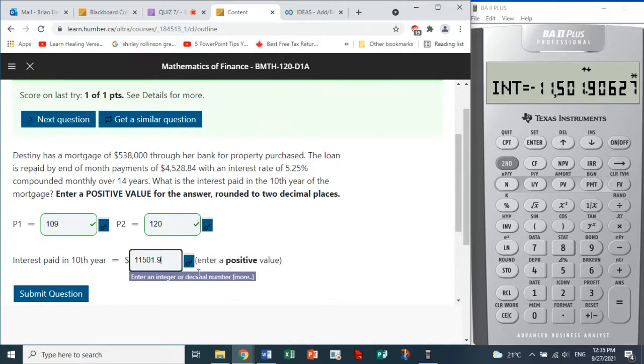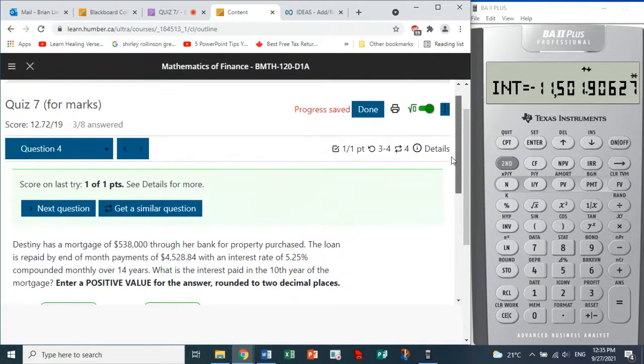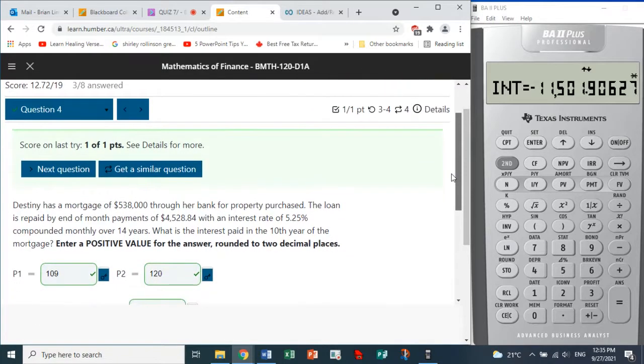Now the same scenario, if you do not round and say you put in 90627, let's see what happens. Does it mark it correct? Yes, it does. Okay, so either way, it will be marked correct. And that is how it's done.